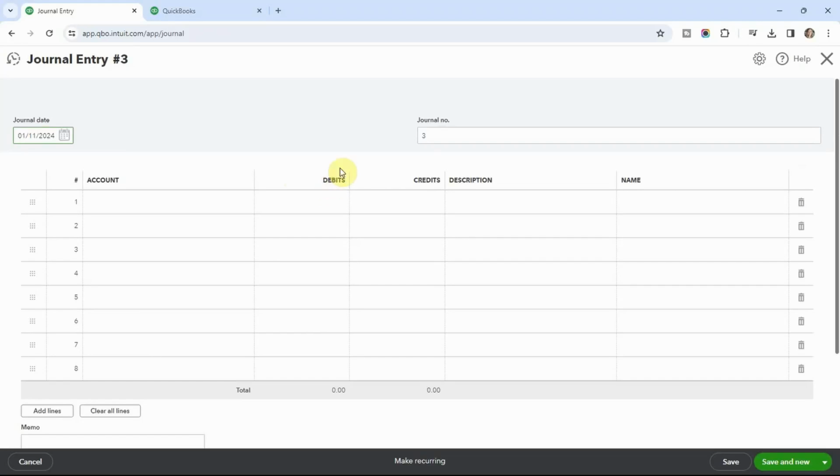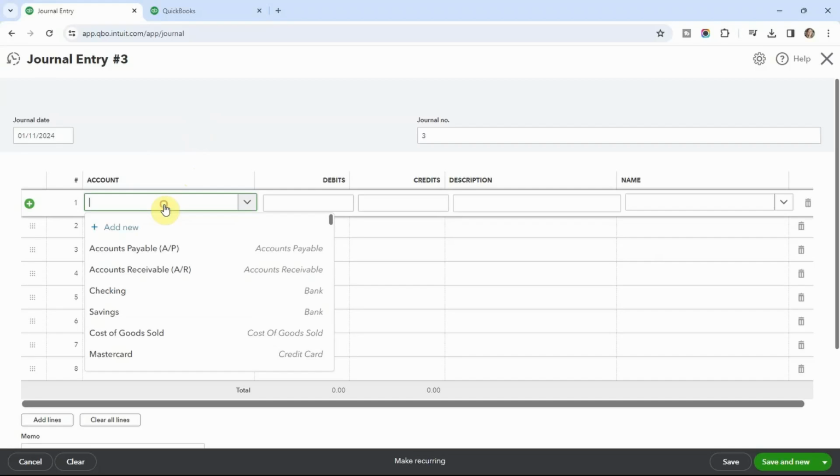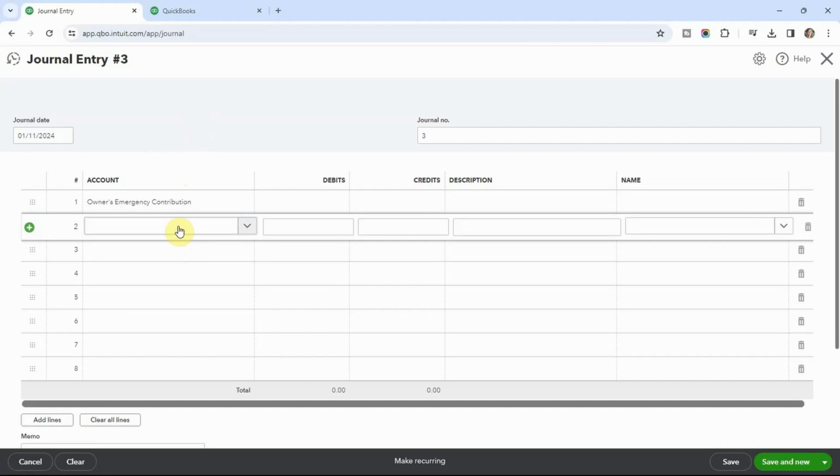And then this is one of the few times in QuickBooks I see the words debit and credit. A lot of times this stuff is going on behind the scenes, so I don't even have to worry about it. But when things happen outside the bank account, and especially with equity accounts, I think this is the time that I see it. So we are going to type in the account, which is that owner's emergency. So they contributed $1,000 to the business and they put it in the checking account.